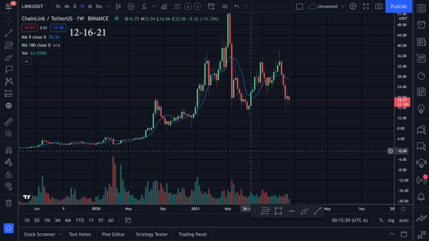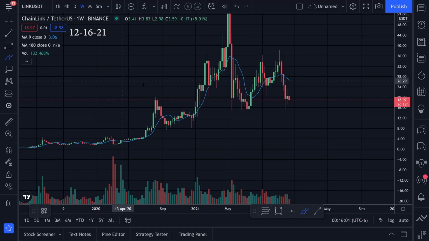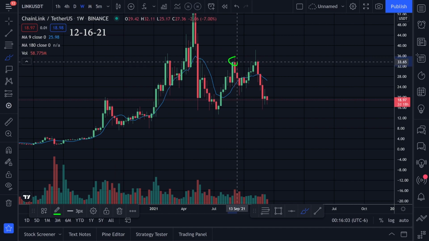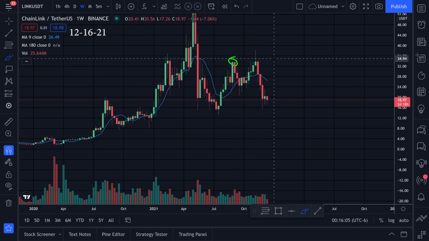Let's take a look at the chart action for Chainlink. Okay, so here's what I'm looking at. This is the weekly time frame. I'm looking at a top right here and a top right here. Kind of looks like we have a double top going something like this.